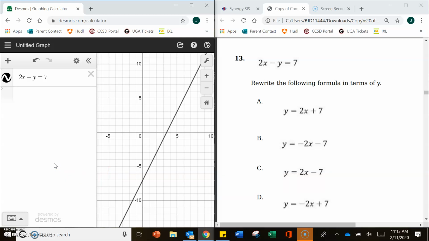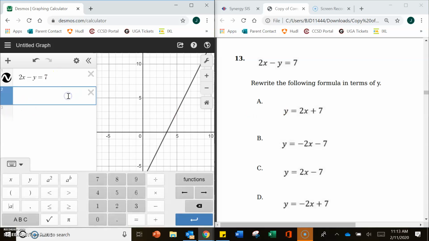All right, I'm going to make it easy for you. We have 4 answer choices here. Type in each answer choice, and whichever one is the exact same line is the answer. We've already done how to solve this by hand last week. You would subtract 2x on both sides, then divide by negative 1 to get y by itself. But I'm just showing you how to do it in Desmos. So I'm going to type in A. Is that the exact same line? No, it's not. Those are two completely different lines. So that is not the answer.